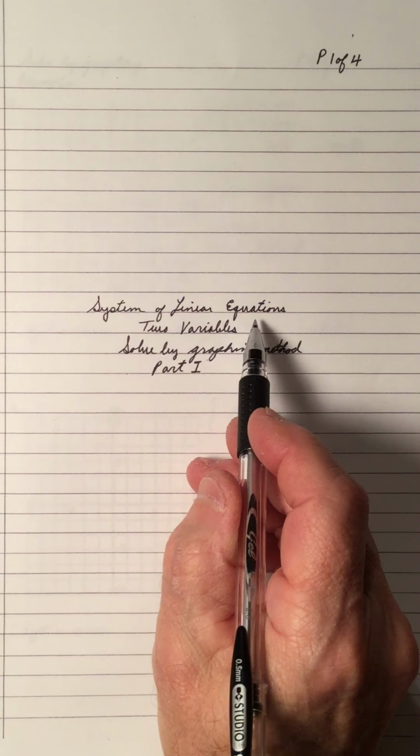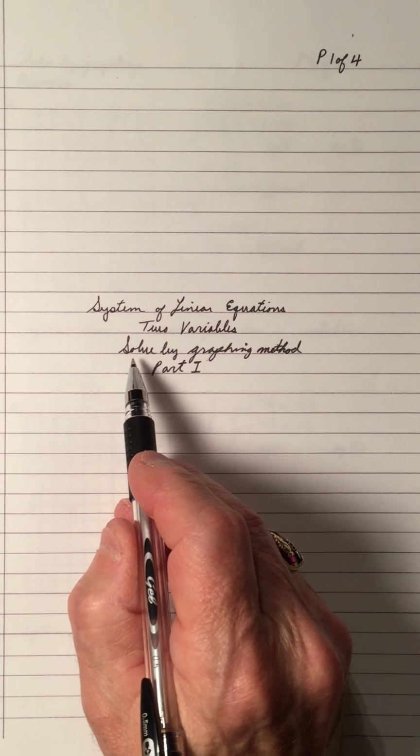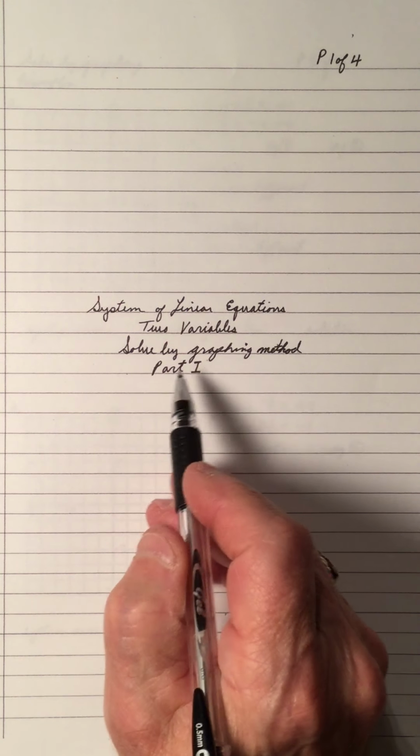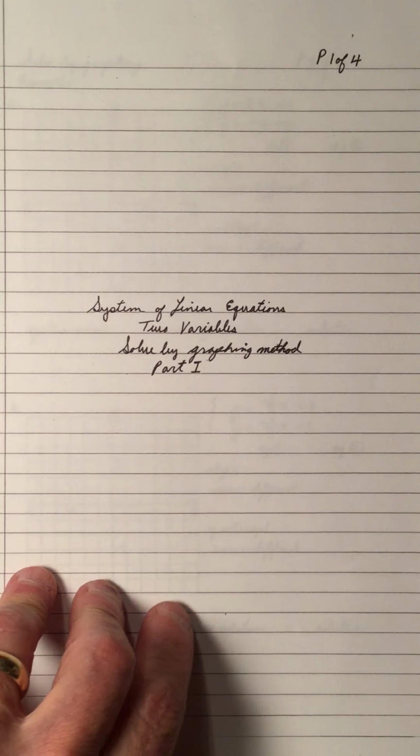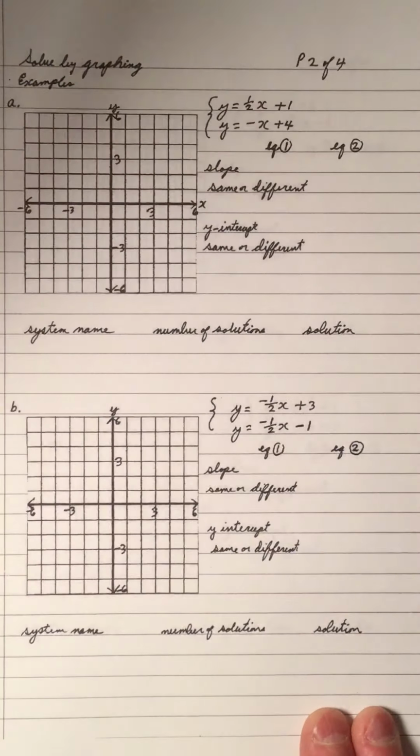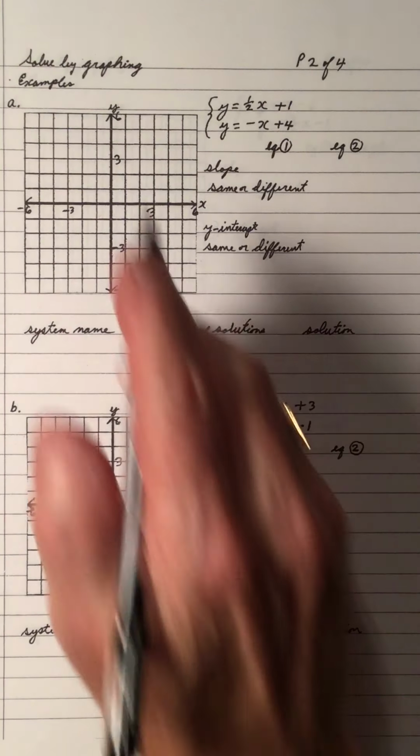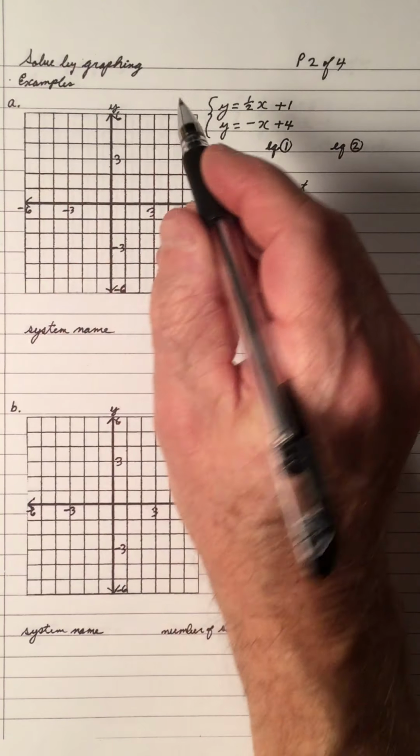Hi, welcome to my video, the system of linear equations in two variables. We're going to solve by graphing, part 1. Solve by graphing. Let's do some examples.